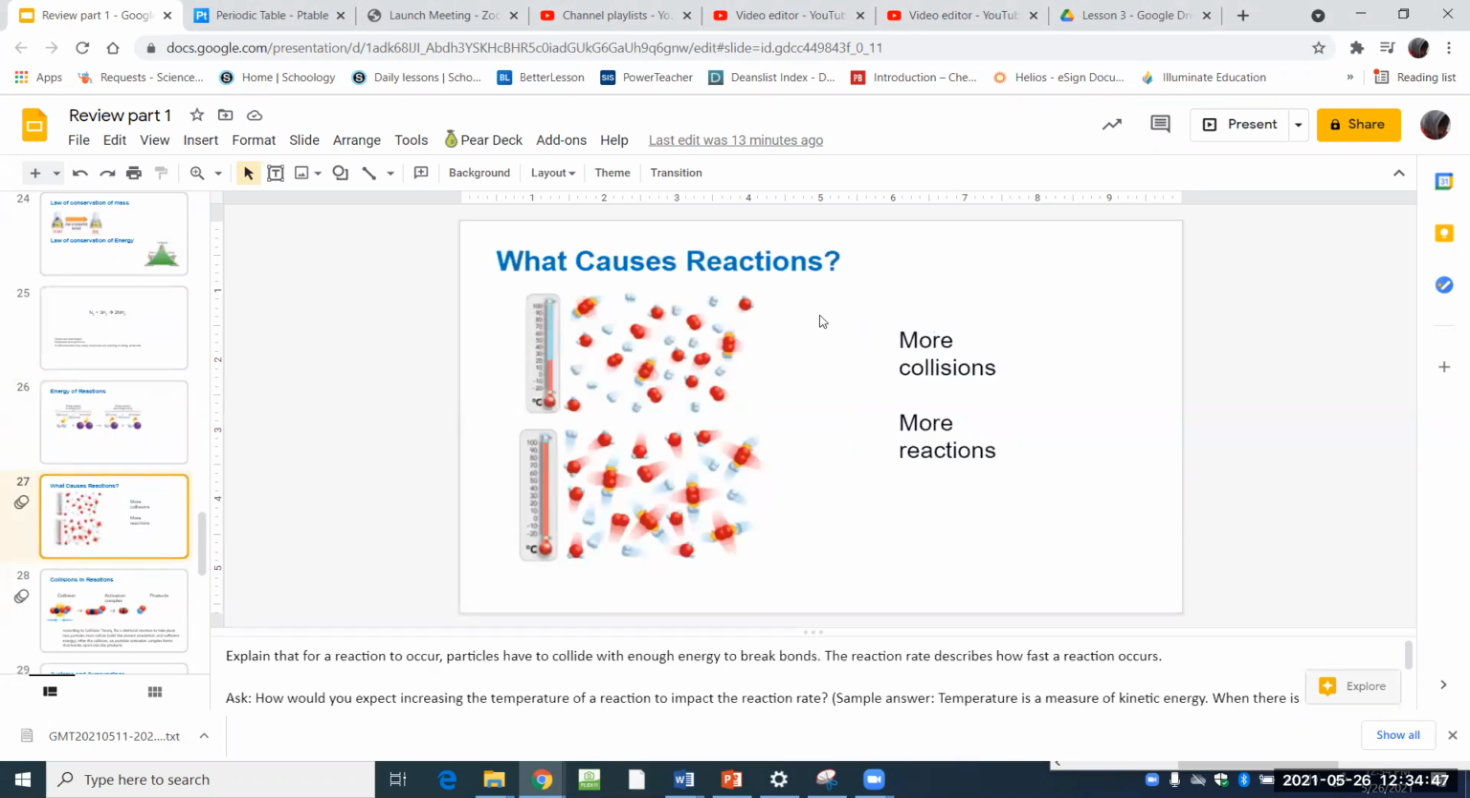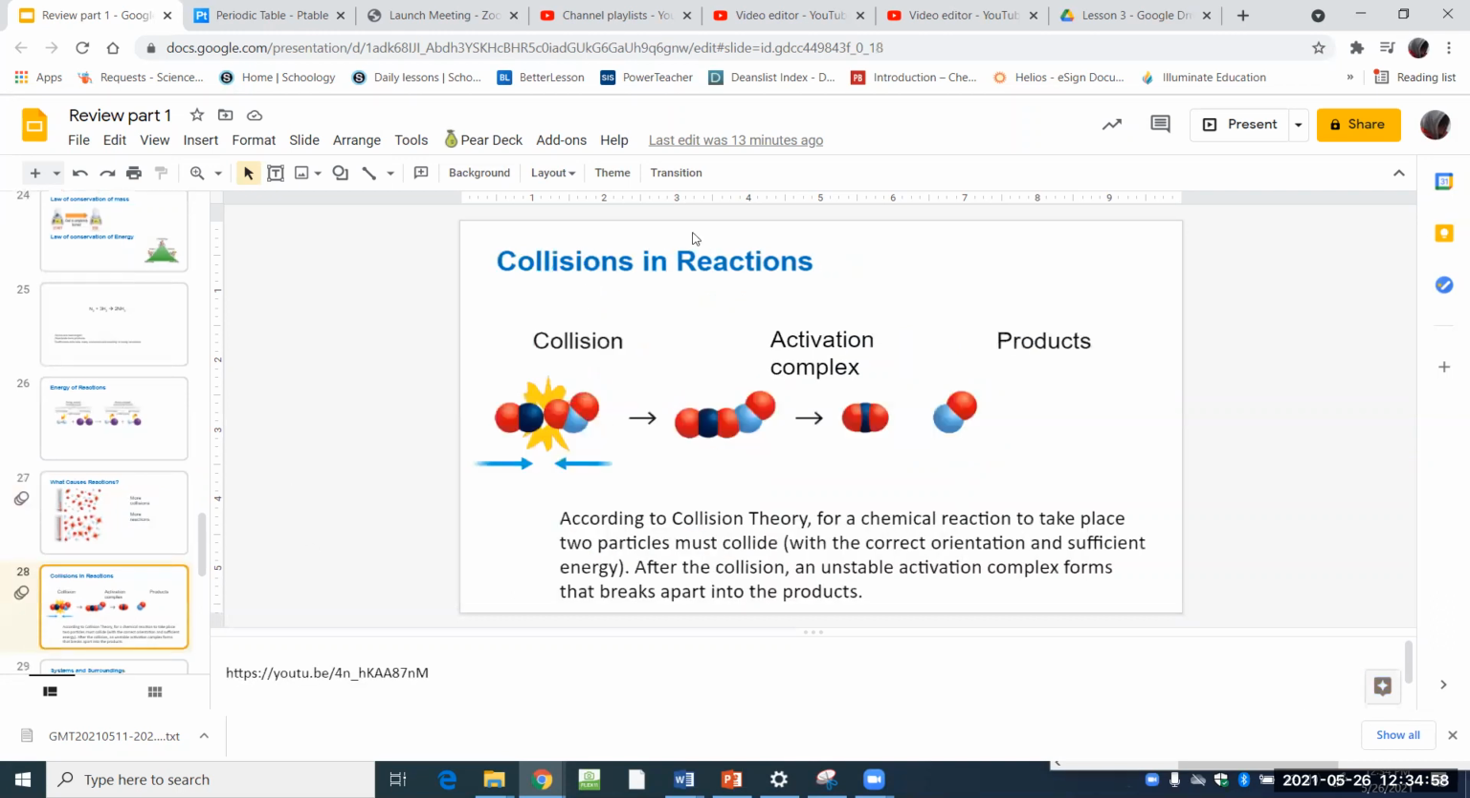We talked a lot about this before, but what causes chemical reactions to happen? It has to be due to collisions. The greater the number of collisions, the greater the number of reactions. And then remember collision theory. For a chemical reaction to take place, two or more particles need to collide with the correct orientation and sufficient amount of energy. When that happens, when they collide, they create what you can think of as the activation complex. And once the activation complex falls apart, products are formed. So that is the process for a chemical reaction.